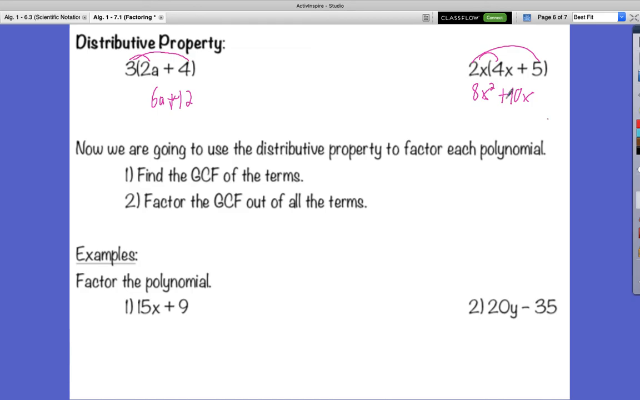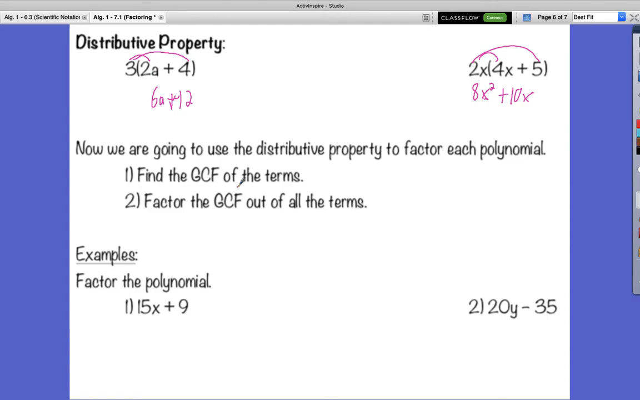We're going to start with 8x squared plus 10x, and we're going to end with the parentheses. So we're going to start at the end and go to the beginning compared to last time. What you have to do is find the GCF, the greatest common factor of all the terms, and then we factor it out. We'll see what this process looks like.